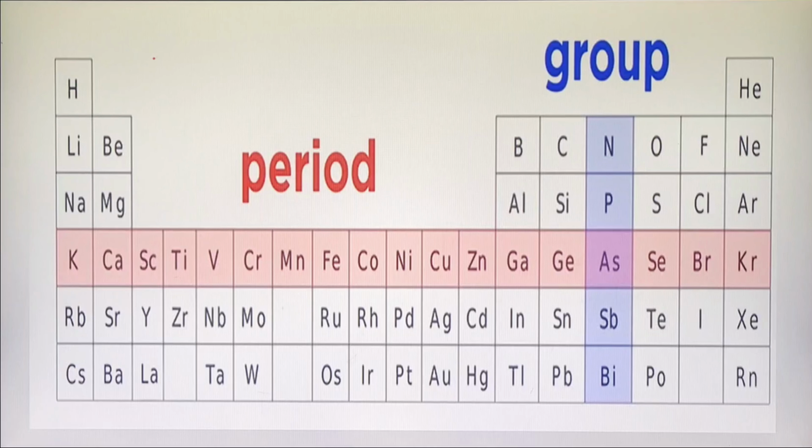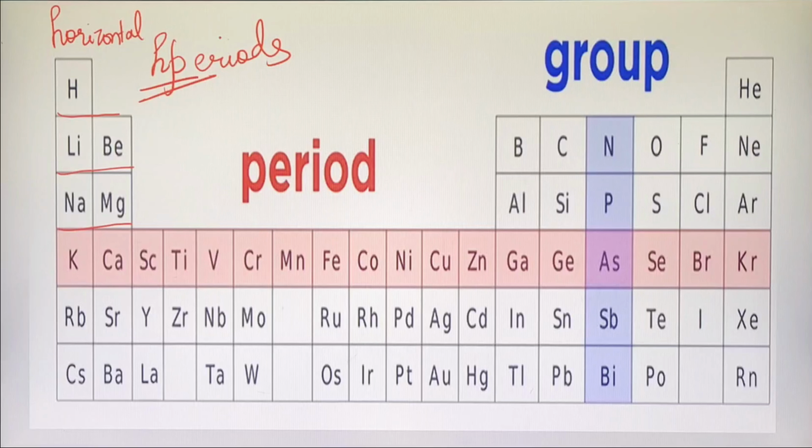Now please remember the short form that I am giving you: HP. What does it stand for? Horizontal lines in the periodic table. Can you see the horizontal lines, children? This is a horizontal line. This is a horizontal line. This is a horizontal line. So what are the horizontal lines in the periodic table called? Remember the short form HP. The horizontal lines in the periodic table are called periods.